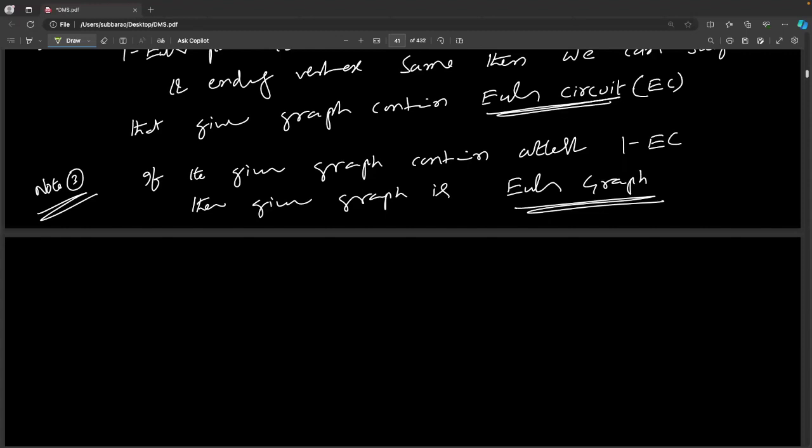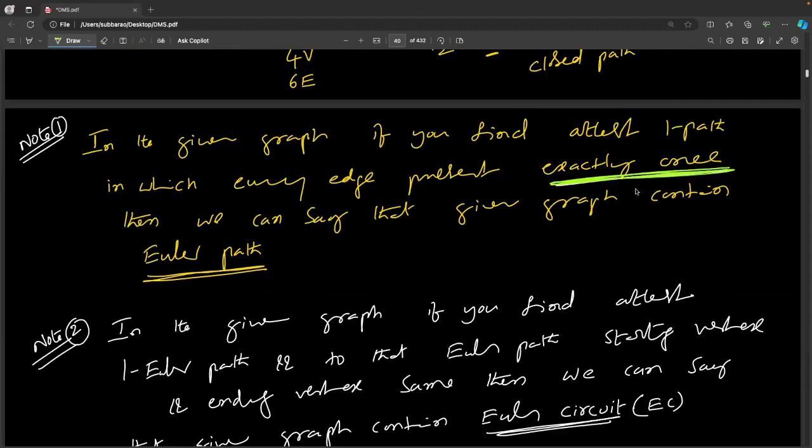What is the Euler circuit? For the given Euler path, the starting vertex is equal to the ending vertex. Euler circuit means first of all it should be an Euler path. If you want to prove one graph is an Euler graph, at least one Euler circuit is required. First of all, what is an Euler path? Every edge should be visited exactly once. In a path, every edge will be visible exactly once.